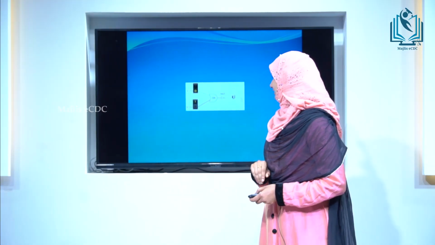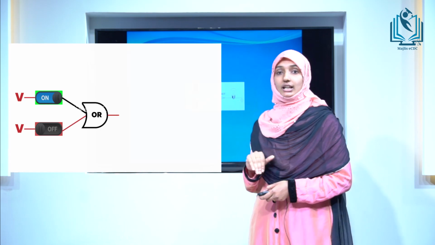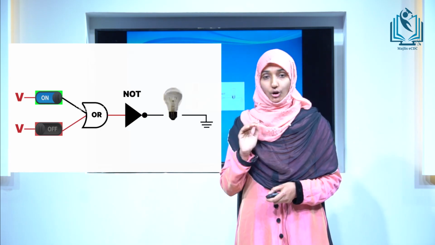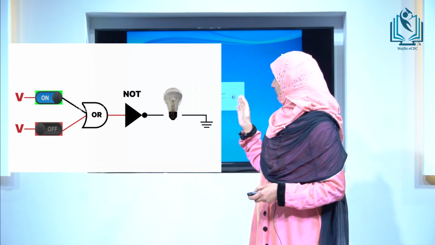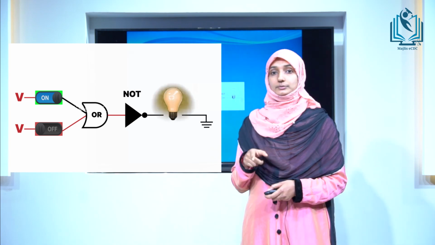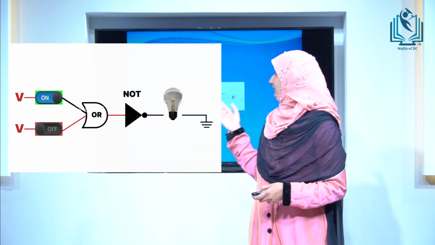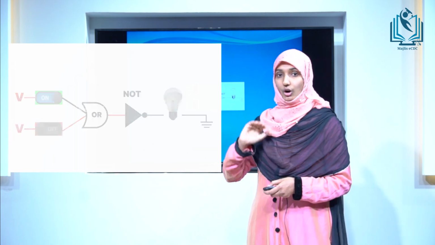Here is an example. If both the switches are in the 0 state, that means off state, the bulb will switch on. If any one of the switches is in the 1 state, then the bulb will switch off.